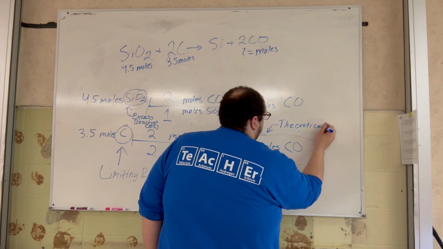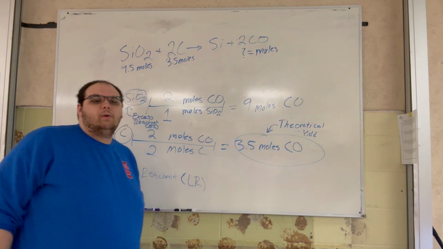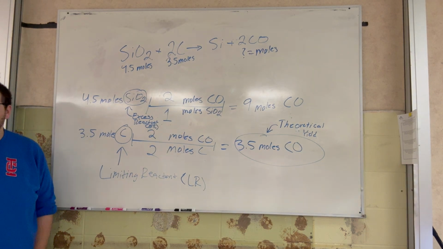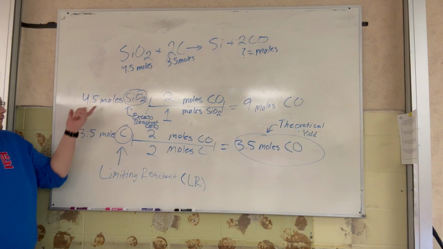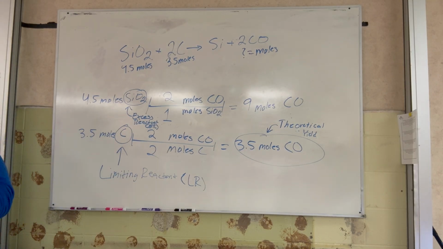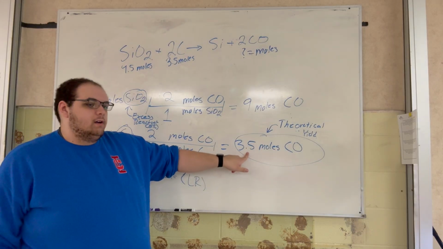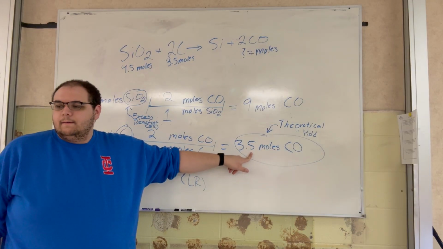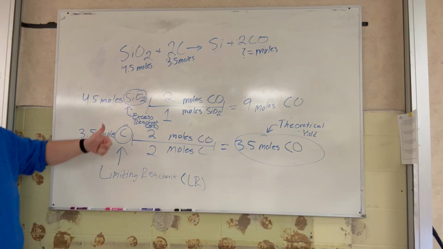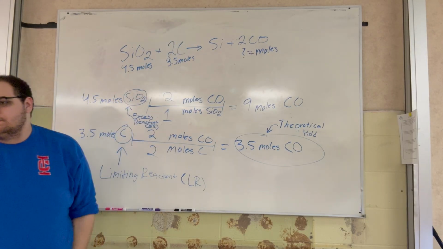So is your theoretical yield always your limiting reactant? Yes, your theoretical yield will always match up with your limiting reactant. Because given 3.5 moles of carbon and 4.5 moles of silicon dioxide, if I went to the lab, the absolute theoretical most amount of carbon monoxide I can make would be 3.5 moles of carbon monoxide. Because I'll run out of this guy, and if I run out of that, I can't do the reaction. Does that make sense?